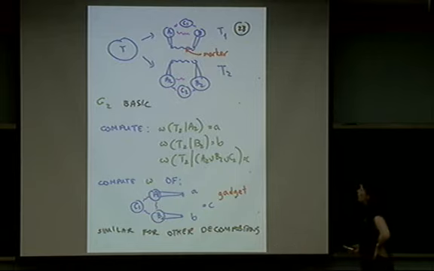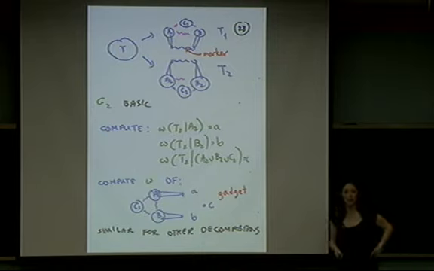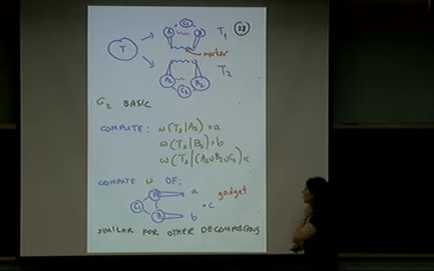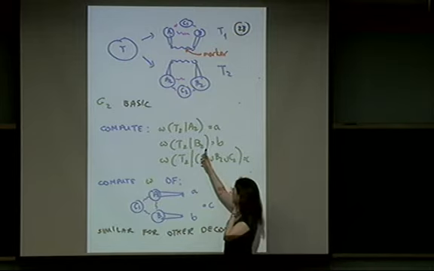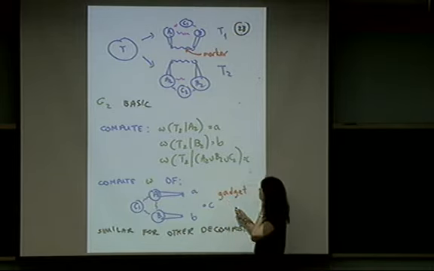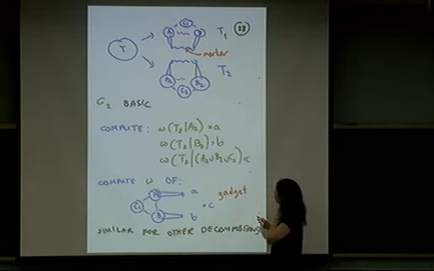So now what you're going to do is the following. In a basic graph, you can compute anything you want, you have time to compute anything you want. So I'm going to compute the max weighted clique here. It's going to be called A. The max weighted clique there, that's going to be called B. And the max weighted clique of everything, that's going to be called C.